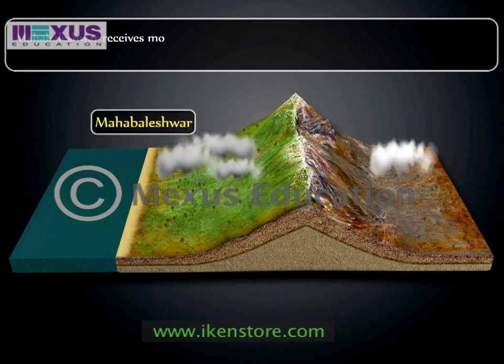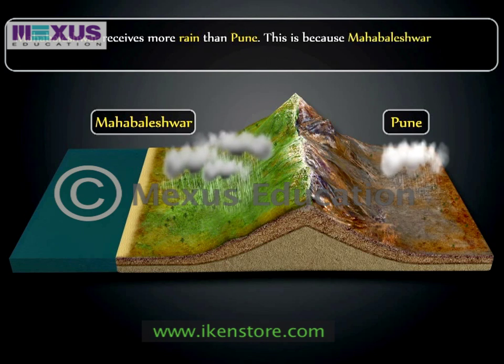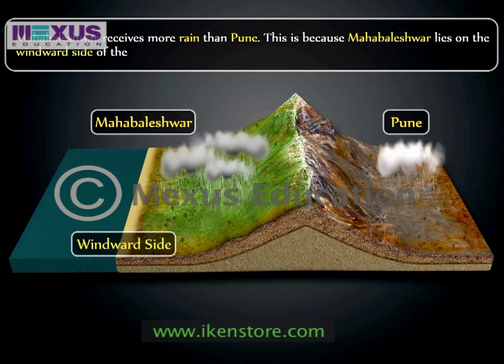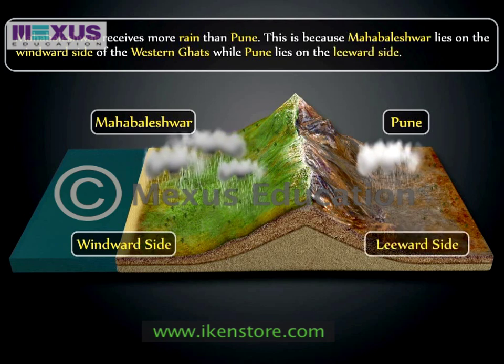Mahabaleshwar receives more rain than Pune. This is because Mahabaleshwar lies on the windward side of the Western Ghats, while Pune lies on the leeward side.